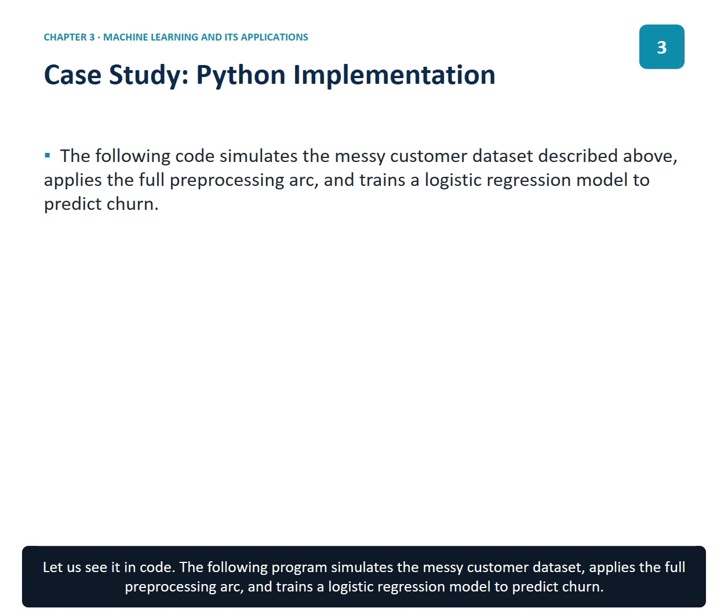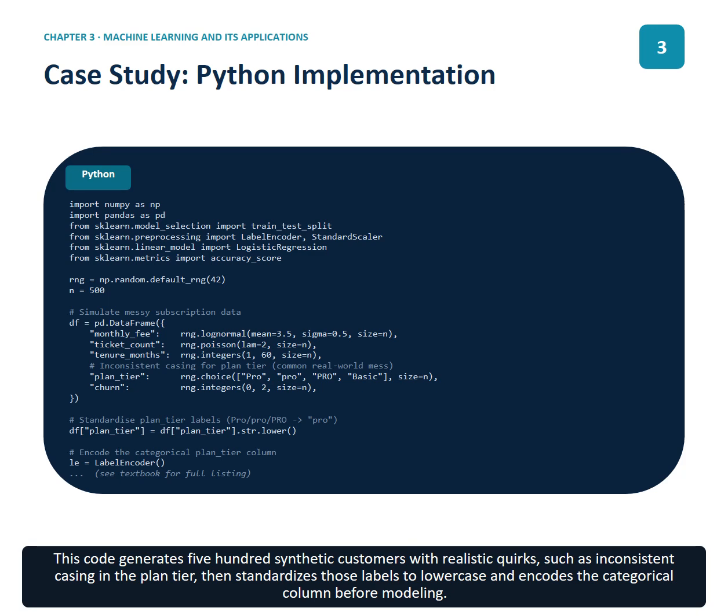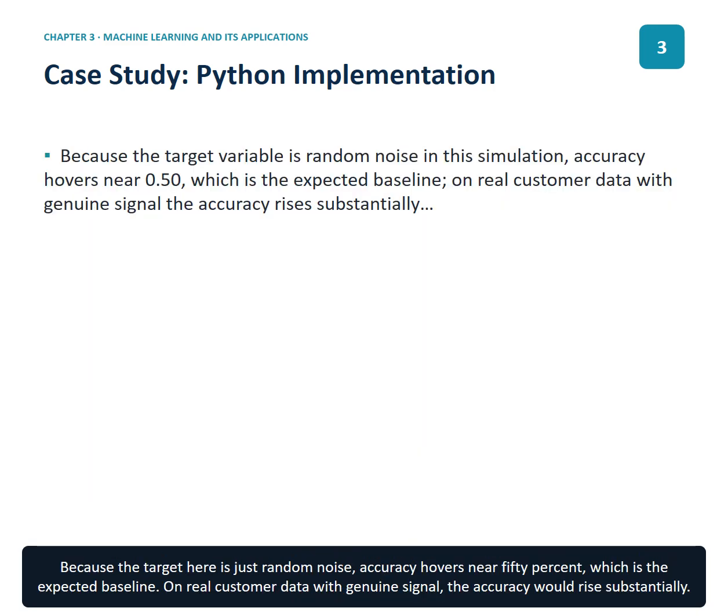The following program simulates the messy customer data set, applies the full preprocessing arc, and trains a logistic regression model to predict churn. This code generates 500 synthetic customers with realistic quirks, such as inconsistent casing in the plan tier, then standardizes those labels to lowercase and encodes the categorical column before modeling. Because the target here is just random noise, accuracy hovers near 50%, which is the expected baseline. On real customer data with genuine signal, the accuracy would rise substantially.